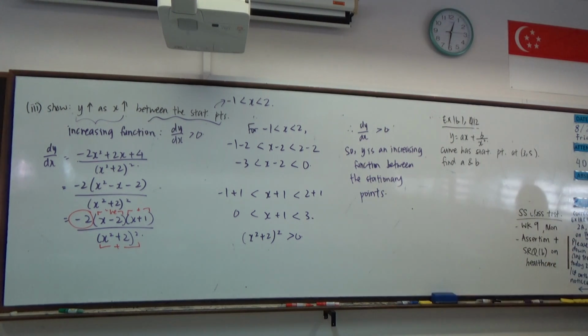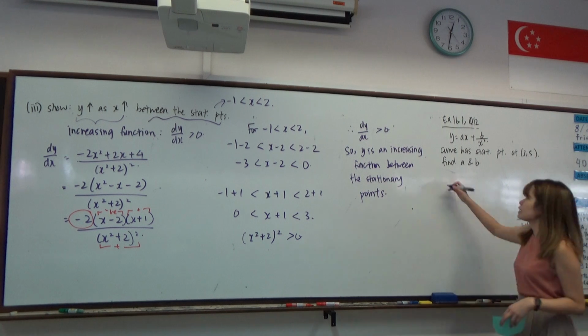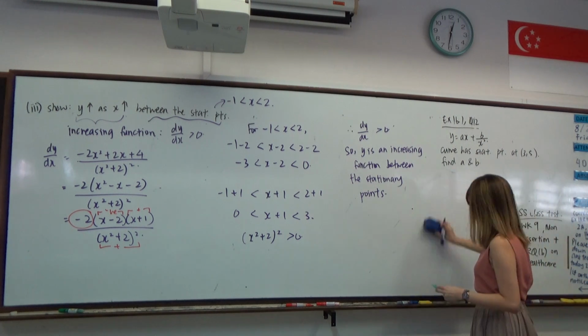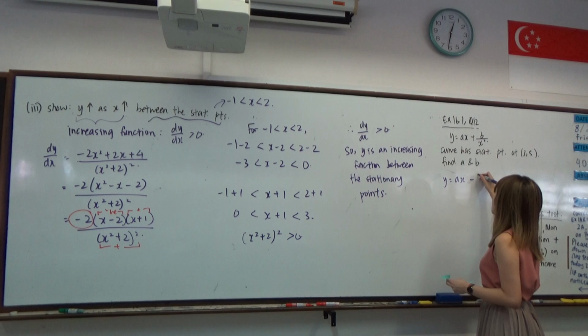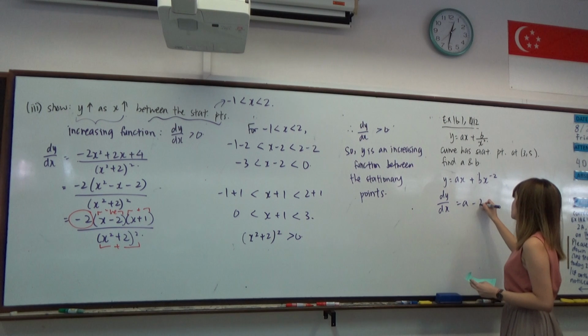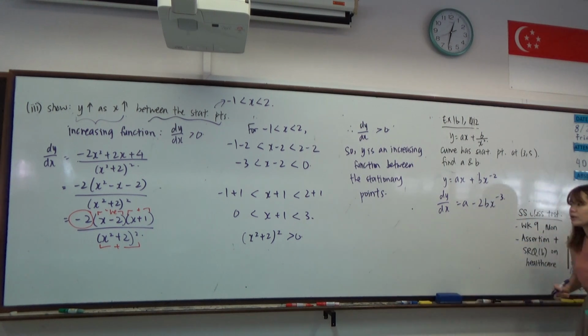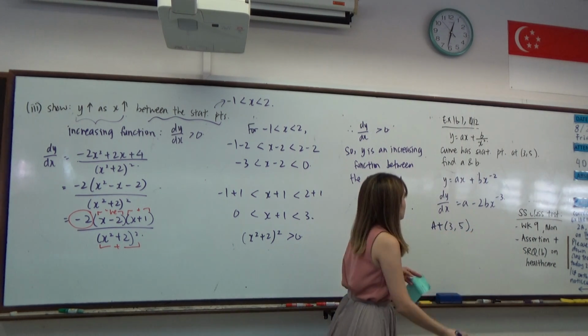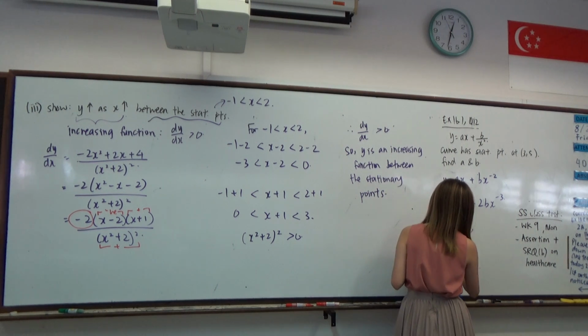It's given that the curve has an equation of the form y equals ax plus b over x squared, and it has a stationary point at 3, 5. We want to find out what a and b are. Since we're looking at stationary points, we should differentiate this. So dy over dx will give you a minus 2bx to the power negative 3. At 3, 5, we know that dy over dx will be equal to 0.